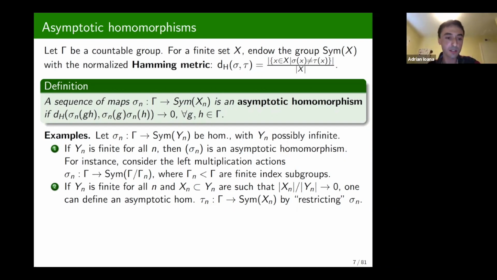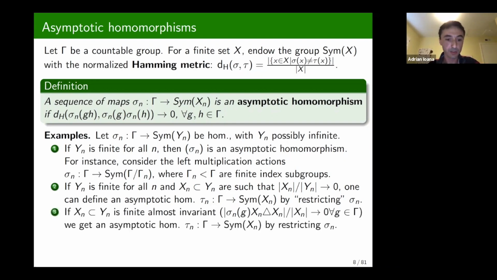And I should mention that there is a more general procedure here to construct asymptotic homomorphisms. So now let me go back to assuming that Yn are typically infinite and take a sequence of subsets Xn of Yn, which are almost invariant, meaning that when you look at sigma n of g for some fixed g, this leaves Xn almost invariant as n goes to infinity, of course, relative to the size of Xn.